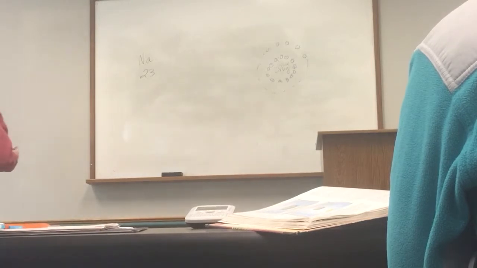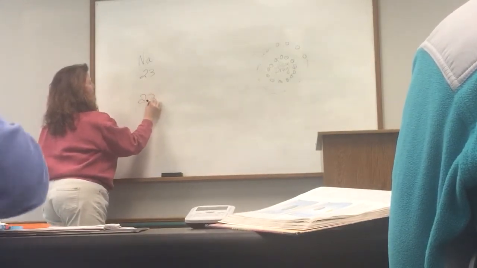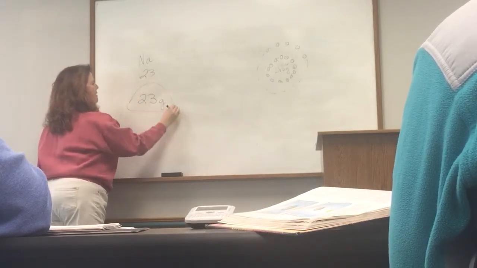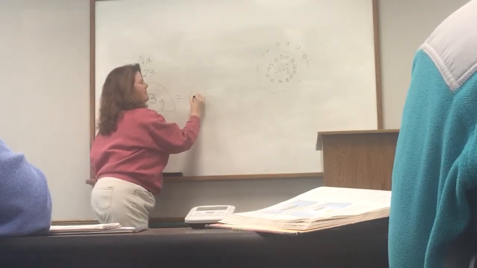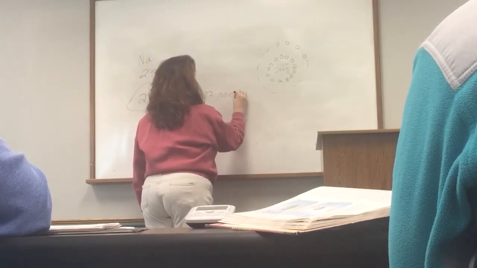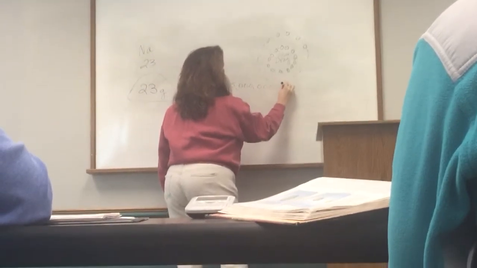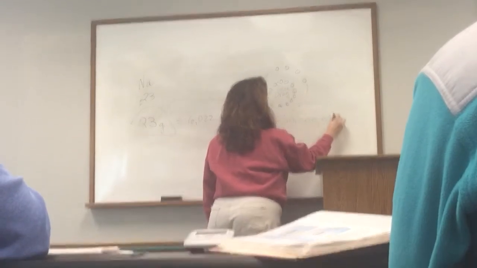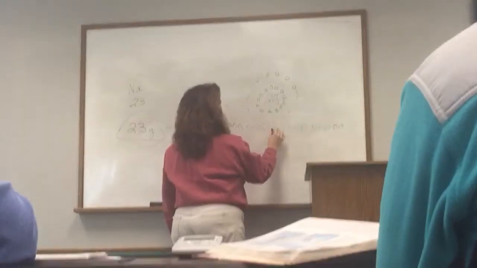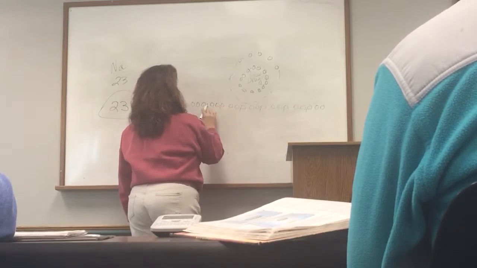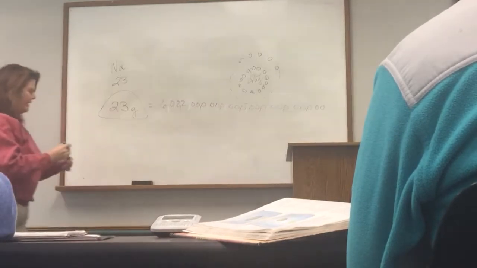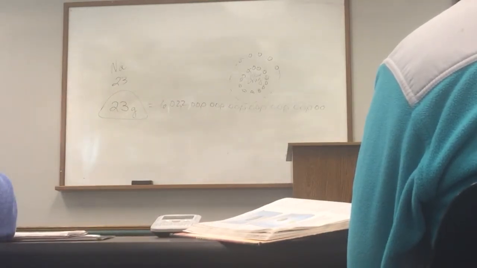If I were to take 23 grams of sodium in that pile of sodium, there would be 6,022... All right. 1, 2, 3, 4, 5, 6, 7, 8, 9, 10, 11, 12, 13, 14, 15, 16, 17, 18, 19, 20, 21. Uh-oh, I did my commas wrong. There we go. That's how many atoms of sodium there would be in that pile.